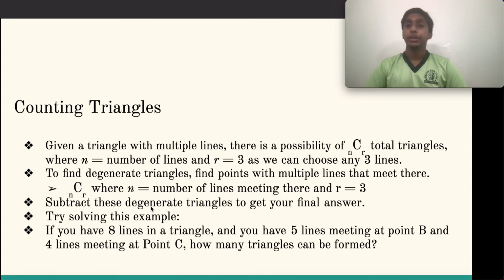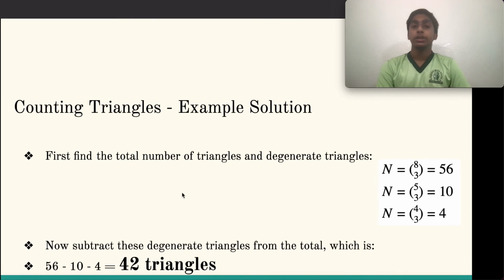Okay, hopefully you tried to solve it and you're ready. Let's move on to our solution. First, find the total number of triangles and degenerate triangles. Our total number of triangles: n is equal to 8, choose 3, which is equal to 56. So there are 56 total triangles here. Now we need to find the degenerate ones.